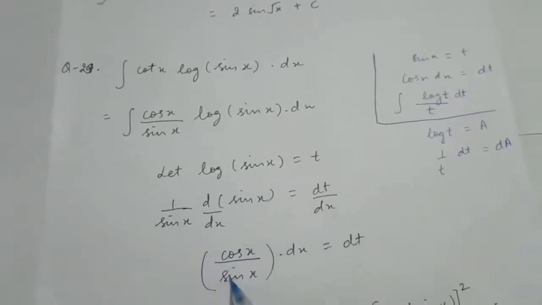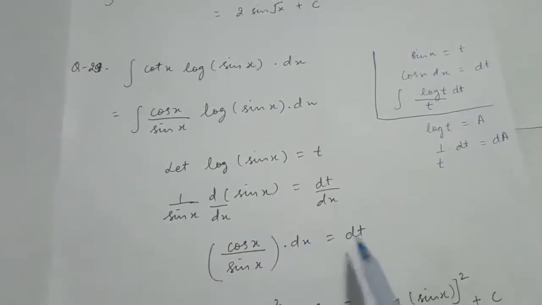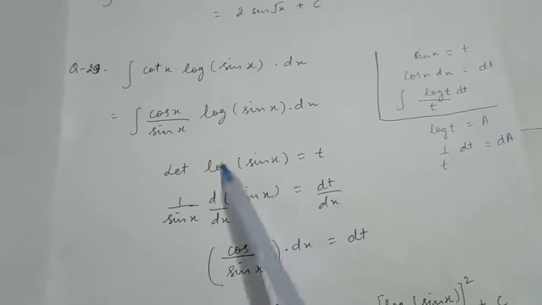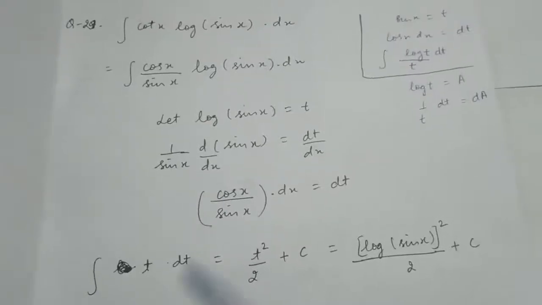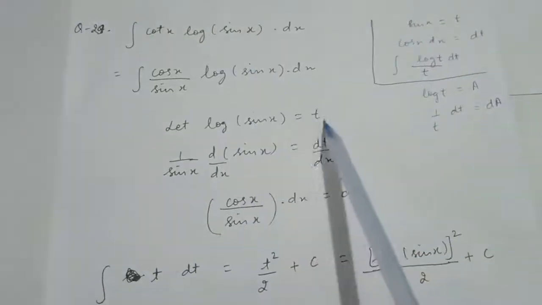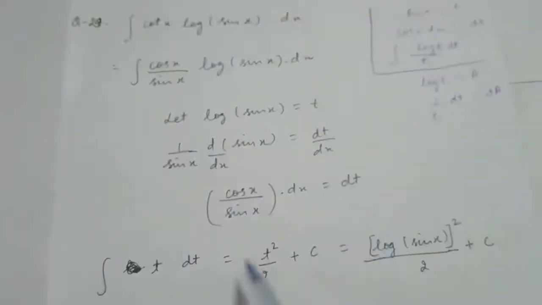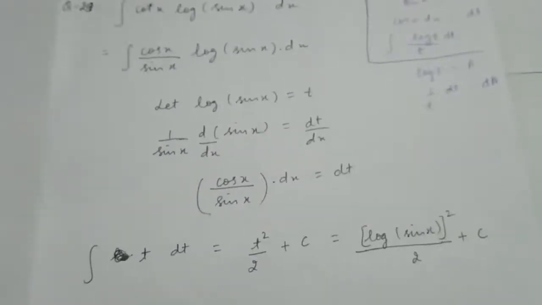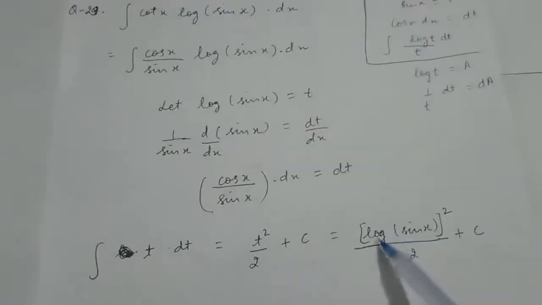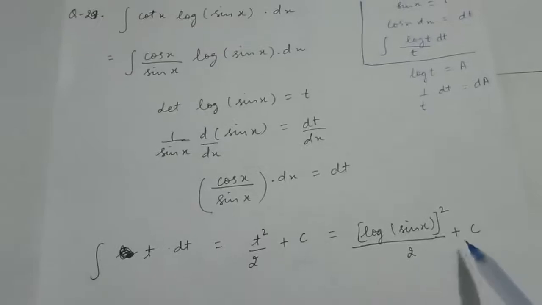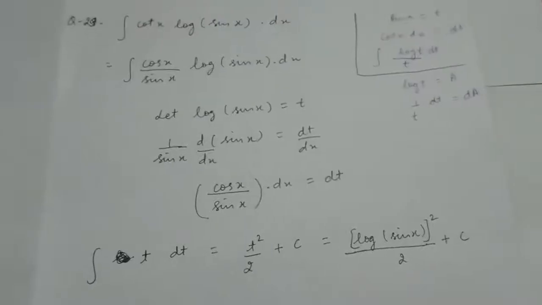Now 1 by sin x as it is, derivative of sin x is cos x, taking this dx to this side, equal to dt. Now see, if we take this as t, then the integral can be solved by one substitution only, right? Now this log sin x will become t, and cos x by sin x dx will be dt. Now you know the integral of t is t² by 2 plus c. Now in place of t, put this value: (log sin x)² by 2 plus c, right? So decide carefully what to be substituted as t.